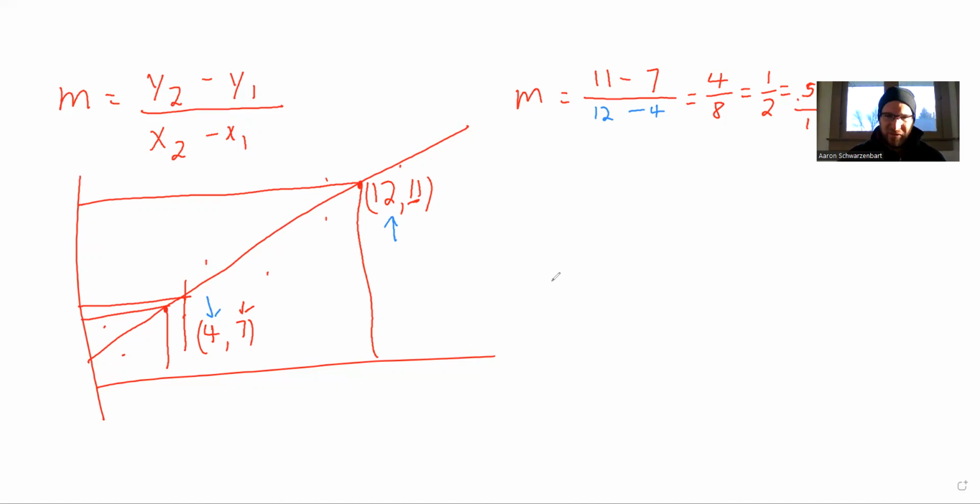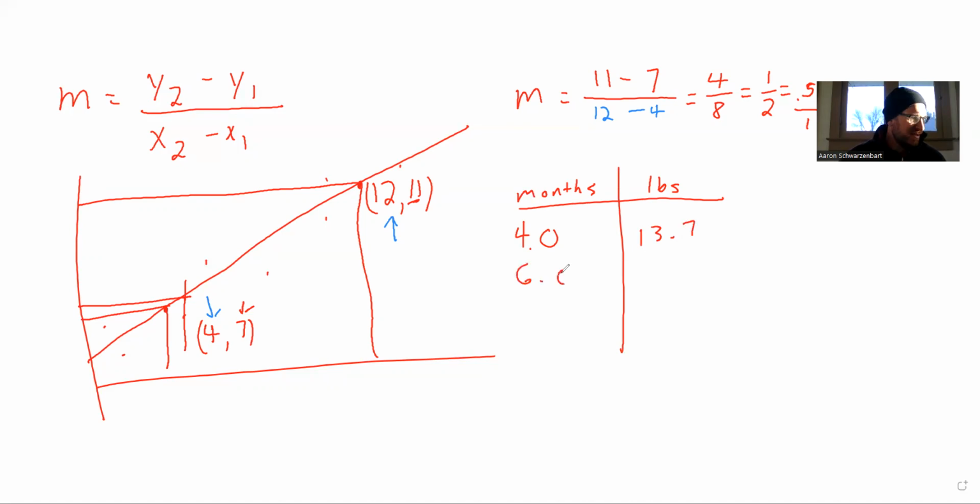And at age 4 months, our data table on 478 says she weighed 13.7 pounds. And at 6 months, she weighed 17 pounds. So as coordinates, I could write that like this. And then I'm just going to plug them into the slope formula.